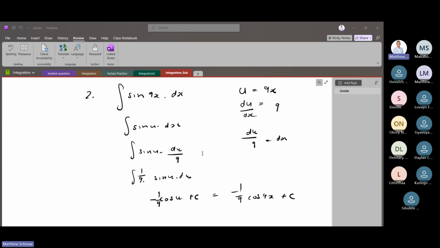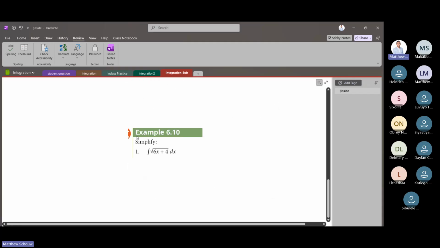Can I do another one? Yes, please. Okay, perfect. So this one is coming from example 6.10. Let me just quickly take that one out. So the key is defining u.